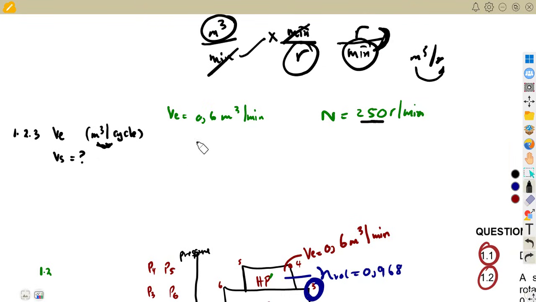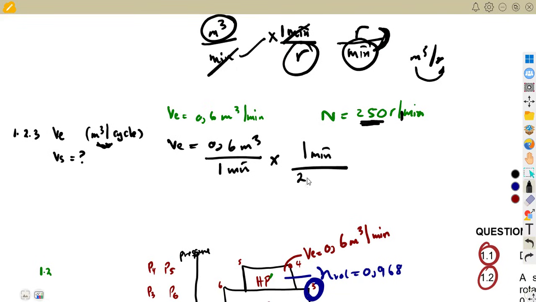Our effective volume is going to be the effective volume per minute, 0.6 cubic meters per minute, like I explained, times a minute per, so it's going to be 1 minute because this is 1 minute. So the 1 minute is here, this is 250 revs per minute. Per minute means per each 1 minute. So it's going to be 1 minute over what? 250 revs, because we need minute per rev, per revolution.